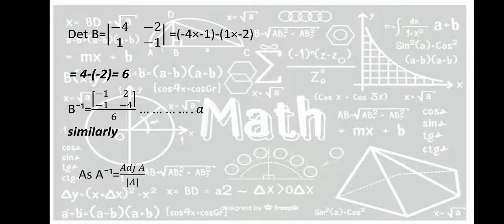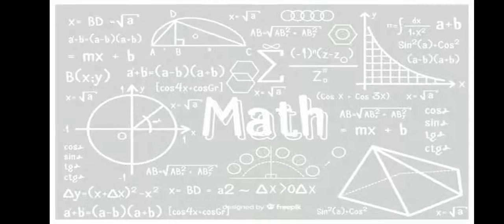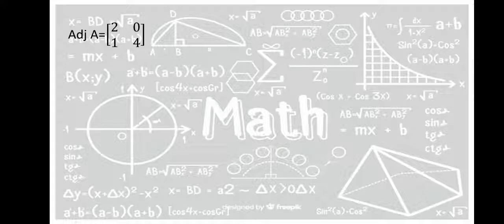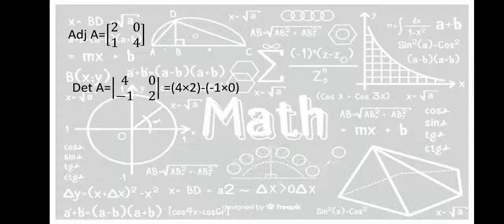Similarly, calculate A inverse. A inverse is equal to adjoint of A over determinant of A. So adjoint of A is 2 0 in the first row and 1 4 in the second row, and determinant of A is first diagonal 4 multiplied by 2, minus non-diagonals -1 multiplied by 0. So 4 into 2 is 8, minus minus is plus, and 1 multiplied by 0 is 0, so 8 minus 0 is equal to 8.